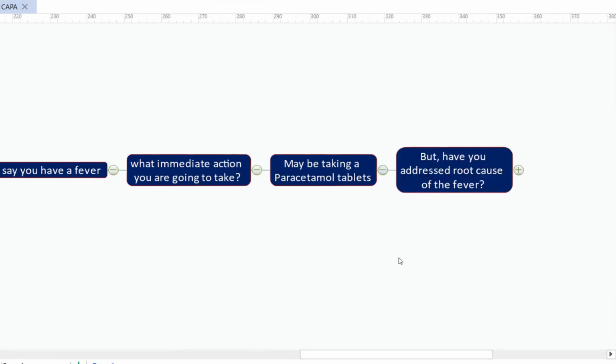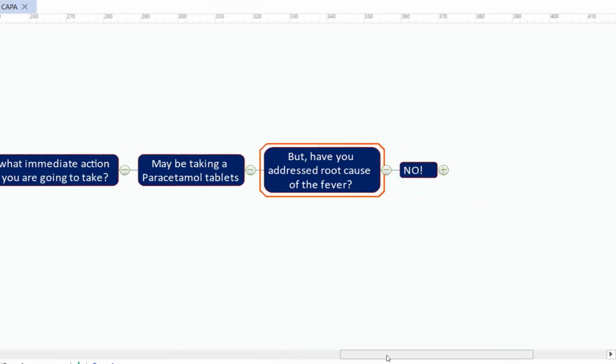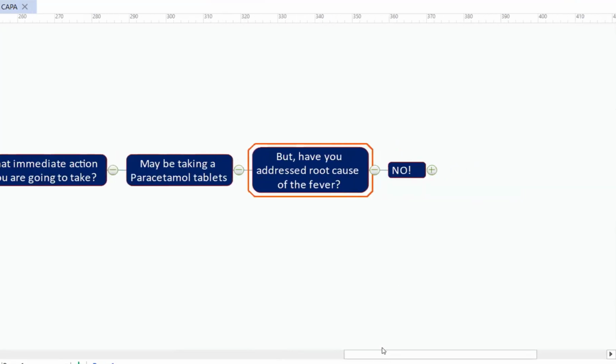But have you addressed the root cause of the fever? Now, what is the reason for the fever? You do not know. You haven't yet conducted an investigation, isn't it? Of course, for this case, the doctor or the clinician should conduct the investigation, but it has not been done so far. Have you conducted the investigation? Have you identified the root cause? Have you addressed the root cause? You haven't addressed the root cause.